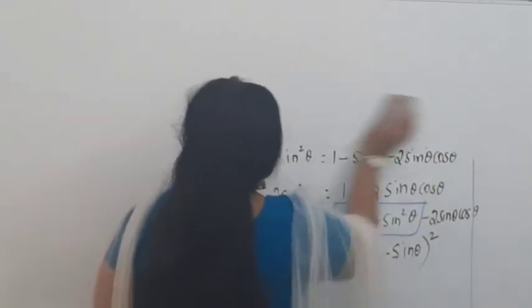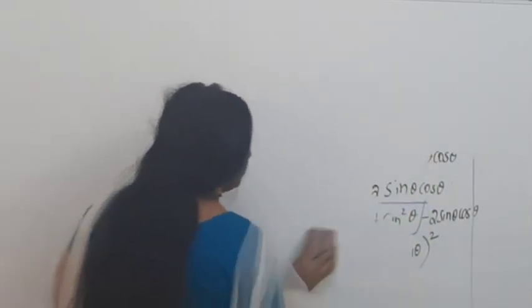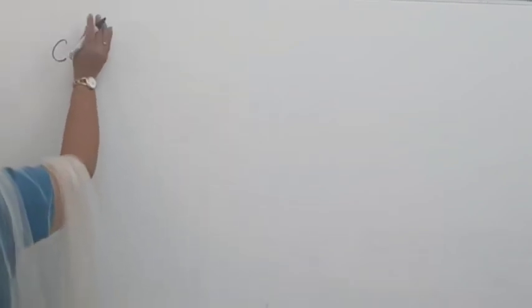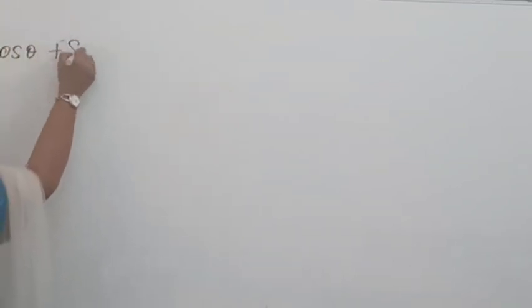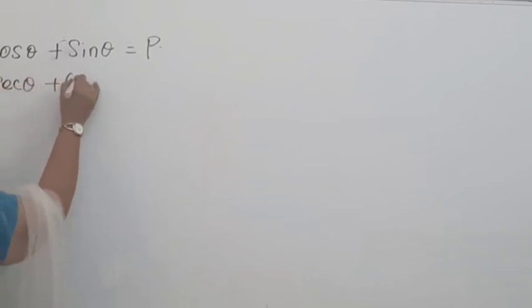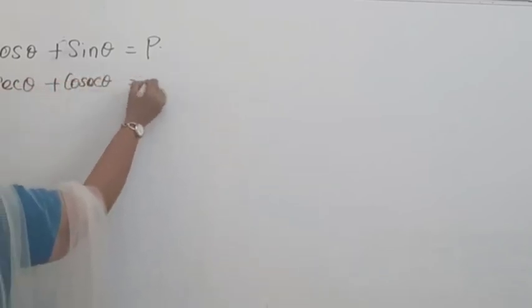So the next question is also similar to that, n square minus n square, but what is the difference? These are the important questions, both questions. So I'll go for the next question. That is, cos theta plus sin theta is equal to P, and sec theta plus cosec theta is equal to Q.